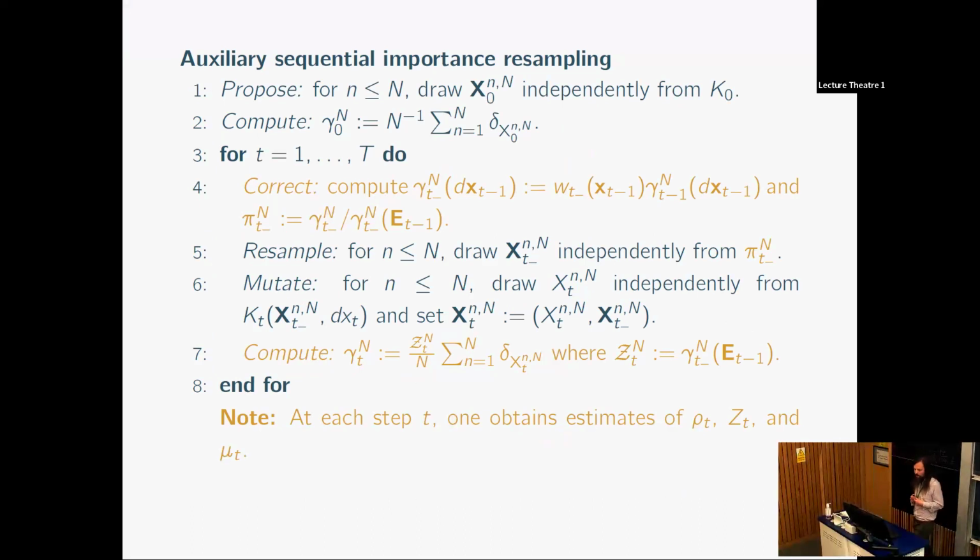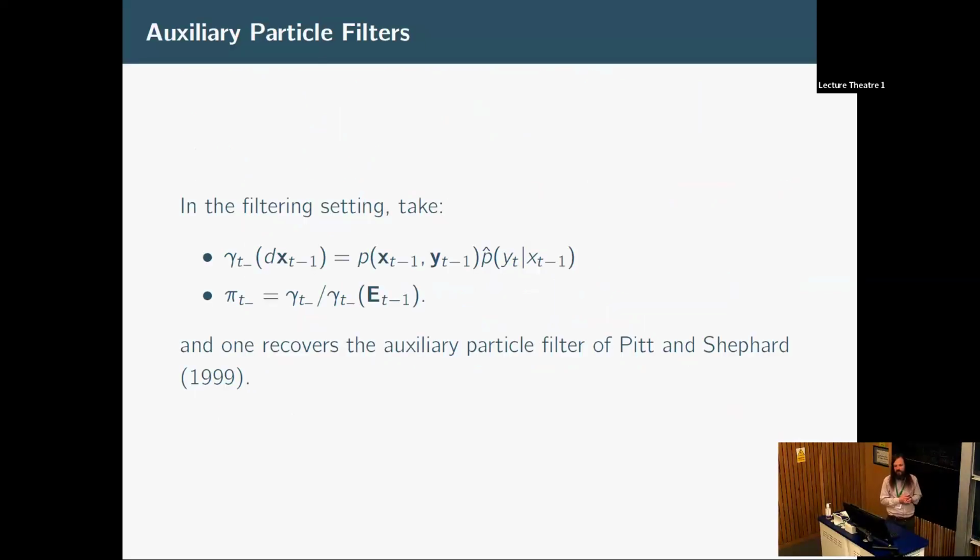You can extract from this algorithm estimates for the measures you actually care about and the normalizing constant you actually care about by a very simple extra weighting step. If it helps anyone, you can sort of obtain Pitt and Shephard's auxiliary particle filter by setting these auxiliary targets to the product of the original target and an approximation of the one step ahead conditional likelihood. Then everything drops out.